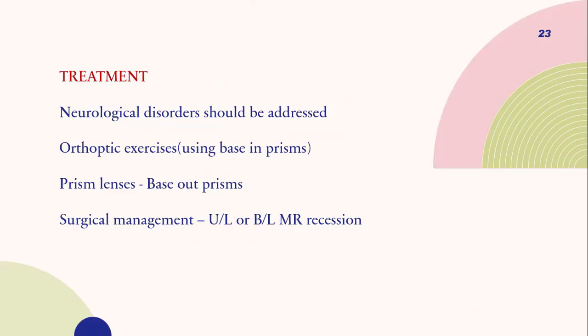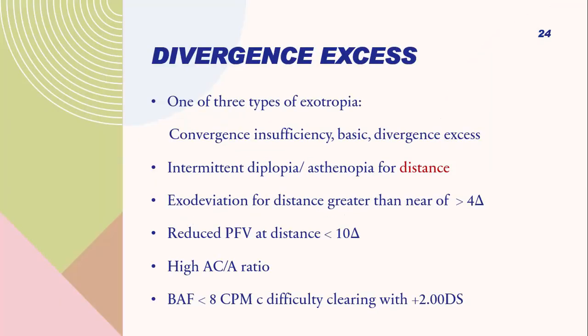need to use base in prisms, and if the patient cannot improve his divergence, then we need to give spectacles with prisms, and there we give relieving prisms which are base out prisms. And if the patient is not happy with optical treatment, then we may have to go with surgical therapy with bilateral medial rectus recession. So last, coming to the divergence excess type of convergence disorder.